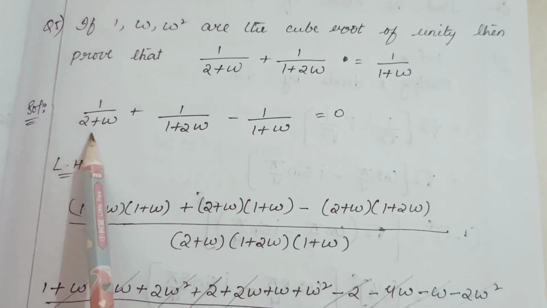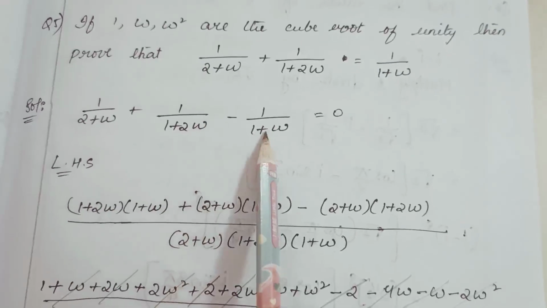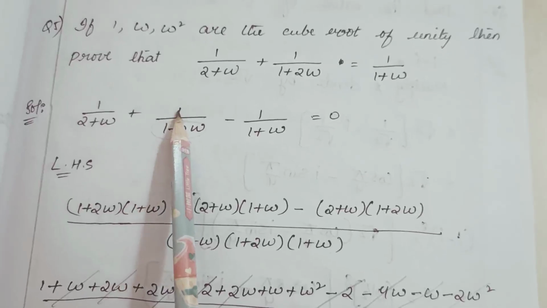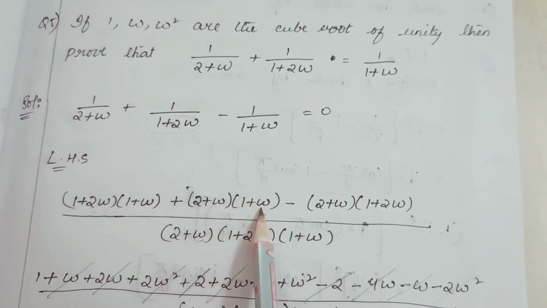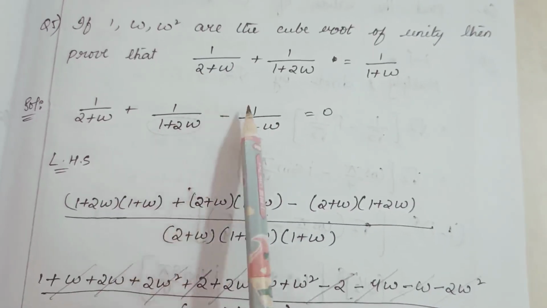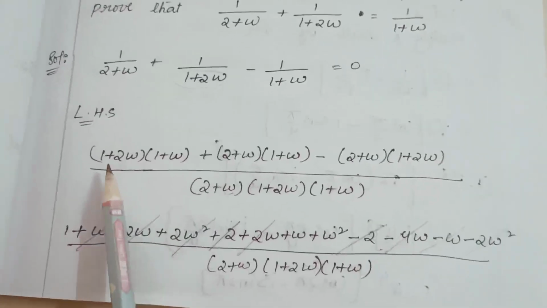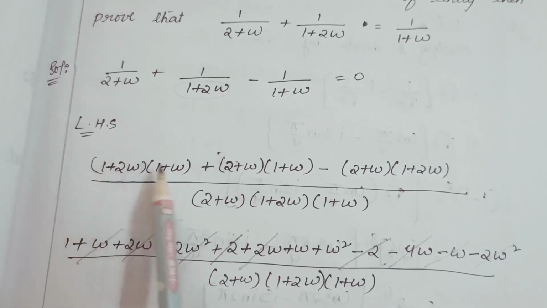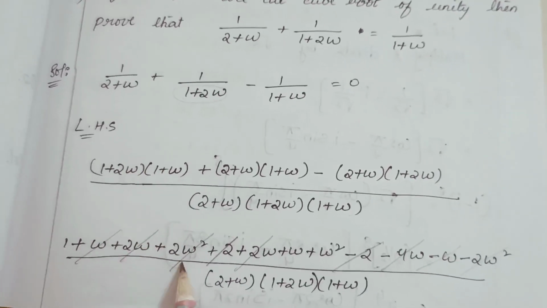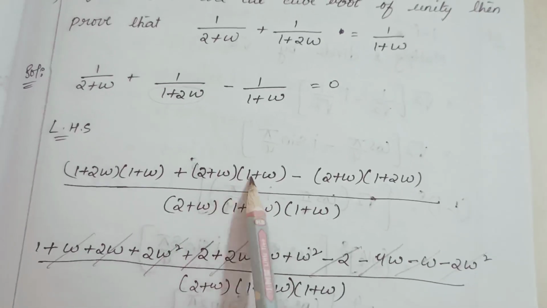Now these two brackets, 1 plus 2 omega and 1 plus omega, will be multiplied here. For the second term, these two will be multiplied, 2 plus omega and 1 plus omega. Minus, here 1 plus omega is there, so these two terms will be multiplied, 2 plus omega and 1 plus 2 omega. Now multiply here: 1 into 1 is 1, 1 into omega is omega, 2 omega into 1 is 2 omega, plus 2 omega into omega is 2 omega square. Similarly 2 into 1 is 2, plus 2 into omega is 2 omega, omega into 1 is omega, omega into omega is omega square.